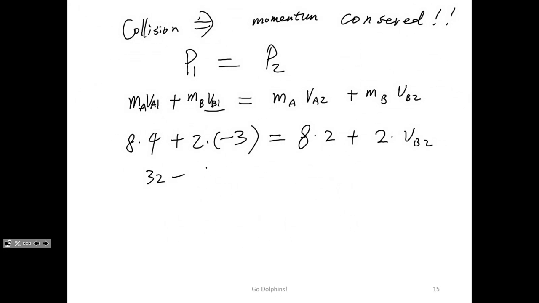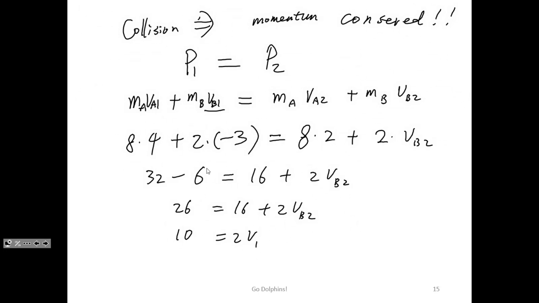We can just solve it. This is 32 subtract 6, 16 plus 2 VB2, 26, 16, so 10. So we can solve the final velocity of B is 5 meters per second.